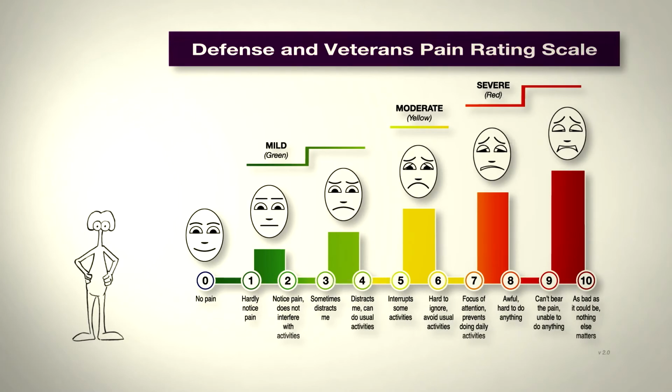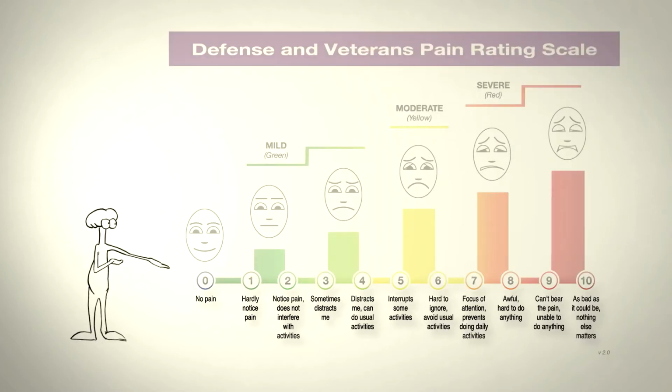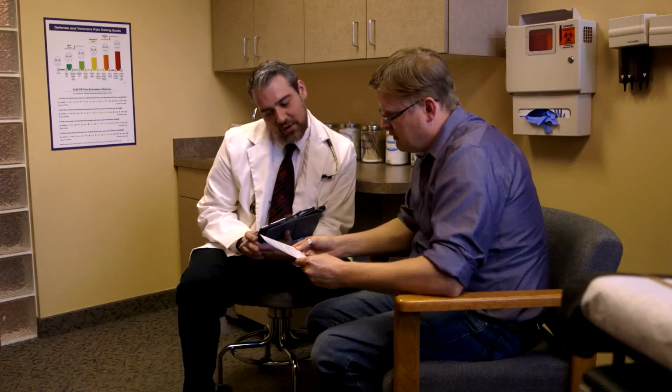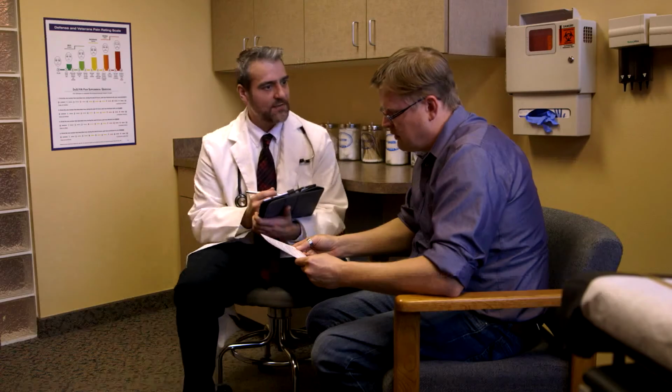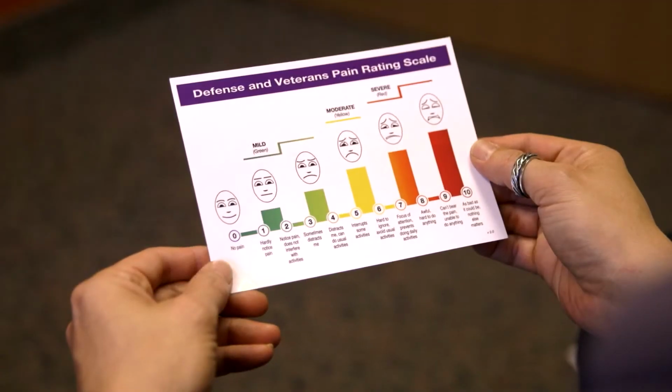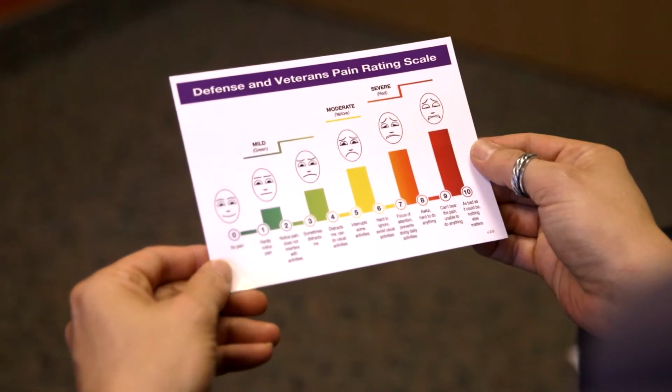Perhaps the single most important evolution on the DVPRS is the addition of functional language associated with the 0 to 10 numbers, anchoring the patient's experience of pain in terms of its level of functional disturbance. With the inclusion of these anchors, 2 things are accomplished. First, as both patients and providers become familiar with these functional anchors, the pain question has a greater clinical value, becomes easier to administer, and the recorded pain values will have greater meaning.